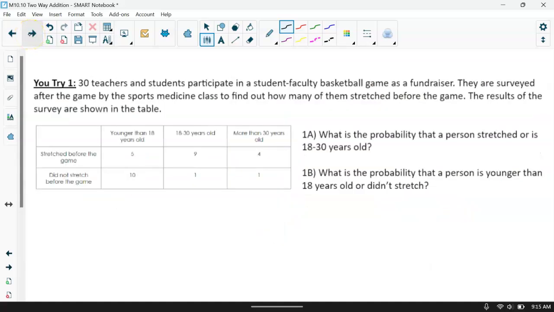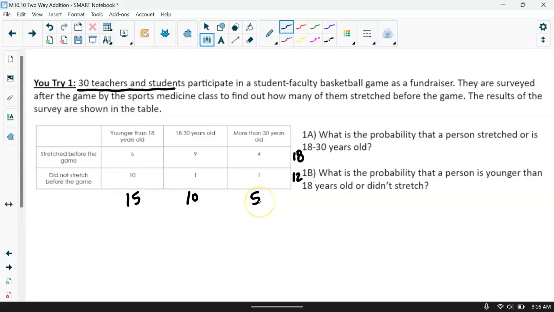Here, you try on your own and answer these two questions. And here we go. I'll get my totals. So 14, this is 18, this is 12, which makes sense because we surveyed 30 teachers and students. There's my 30. Then here, 15, 10, and 5. Those are my totals.